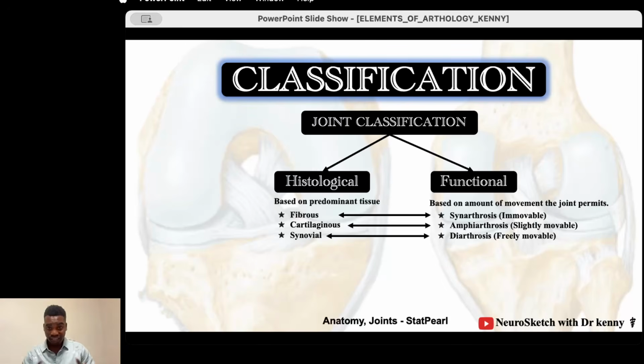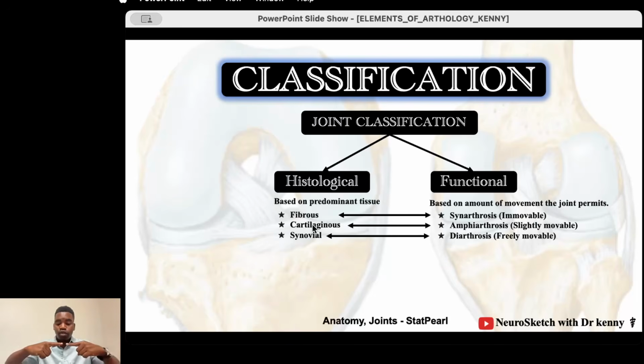So we have two basic classifications, and they have a reciprocal relation. Okay, so today we're going to discuss the histological classification, which is clinically relevant. In the histological classification, we have the first two joints, the fibrous joint and the cartilaginous joint.